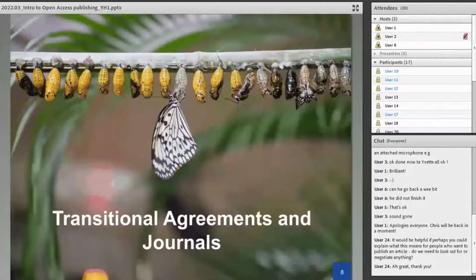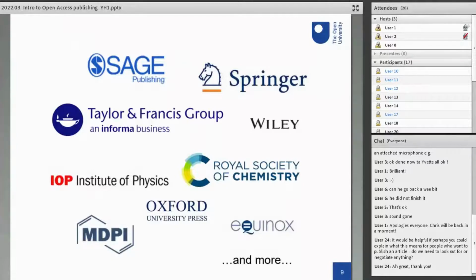So this is where transitional agreements and journals come in. And the OU Library has signed up to a number of transitional agreements with publishers that allow students and staff to read the content and to also publish with them. This is a transition away from the traditional subscription-only type agreements, where there wasn't any real support for publishing.